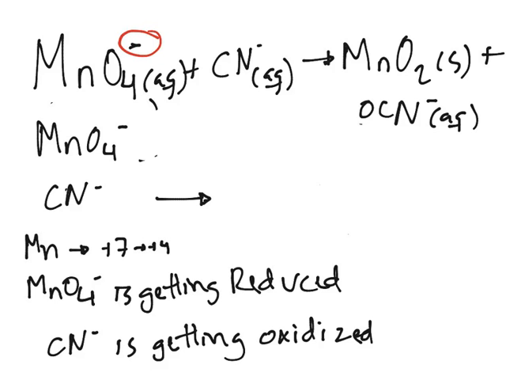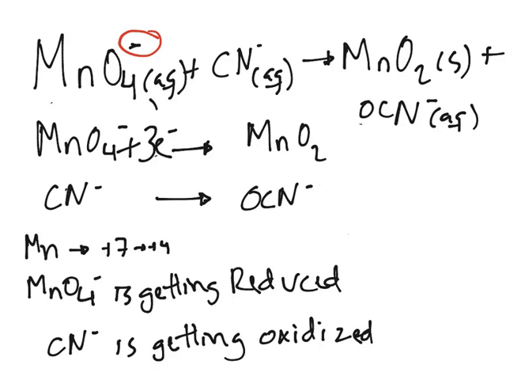You want to leave some space, then write an arrow, and the permanganate is getting reduced into MnO2, right? And this one, OCN minus. Now, the third step said that we have to add electrons depending on which is getting oxidized and which is getting reduced. Because manganese is going from +7 to +4, and it's a reduction reaction, the electrons are added on the reactant side. So you need 3 electrons, right? From 7 to 4, you need 3 electrons.